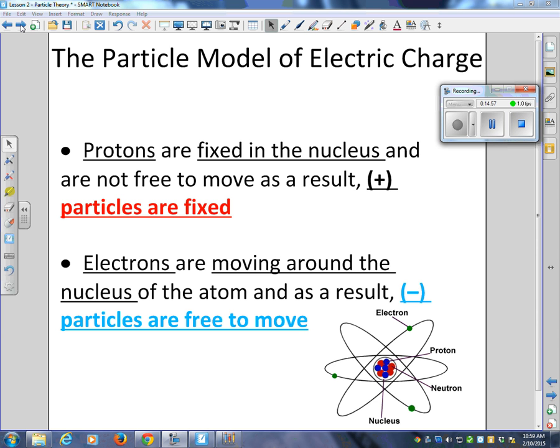Brendan, which particles are moving? Protons or electrons? You don't know? You're just writing it down, man. Electrons. Electrons are the ones that are moving.